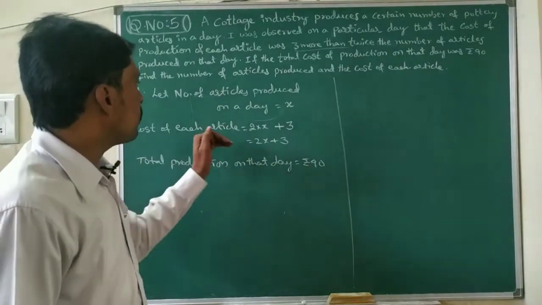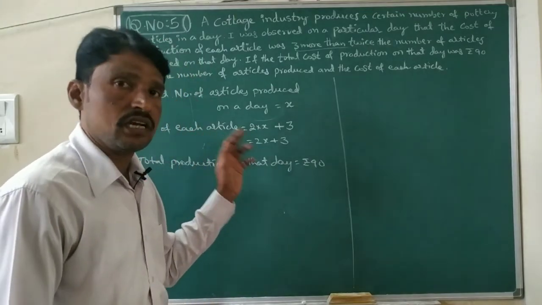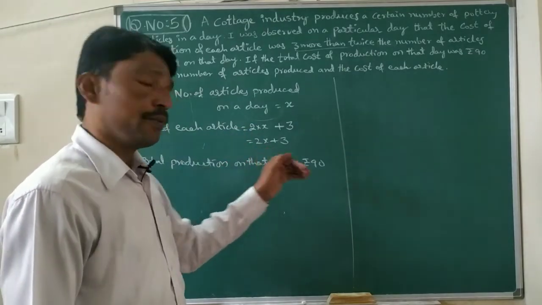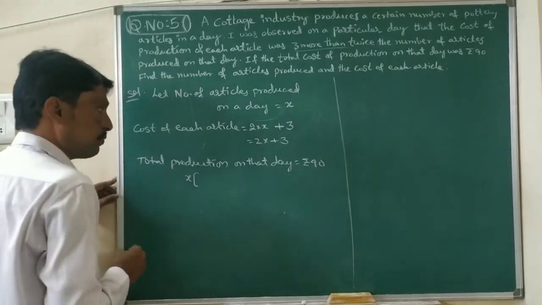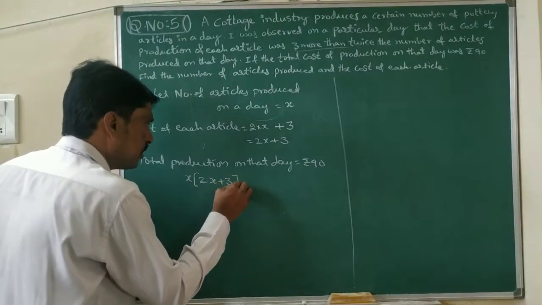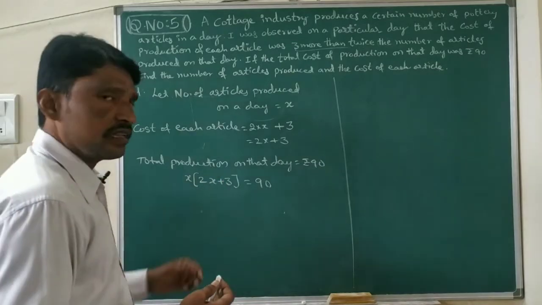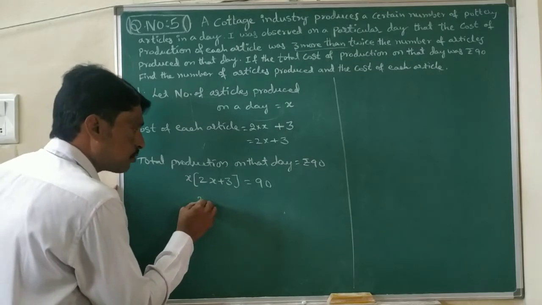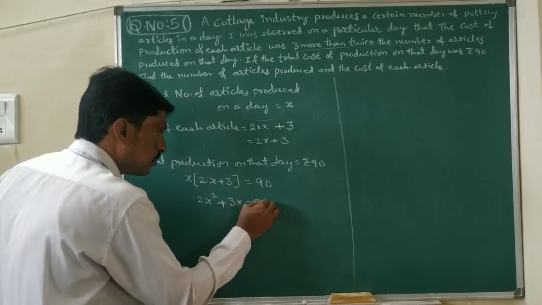The number of articles multiplied by the cost of each article gives the production on that day. So x, the number of articles, into the cost of each article, 2x plus 3, equals the total production we are getting in that day, which is rupees 90. So x into 2x is 2x square, plus x into 3, 3x, equals 90.